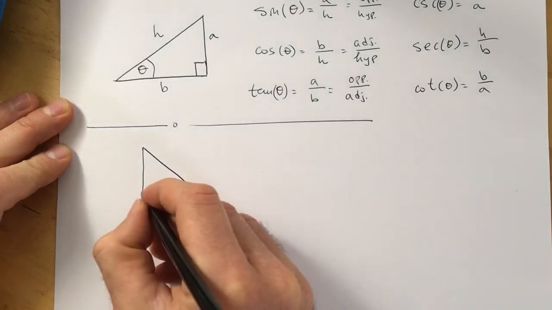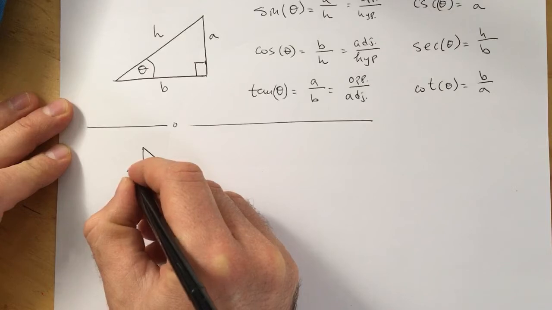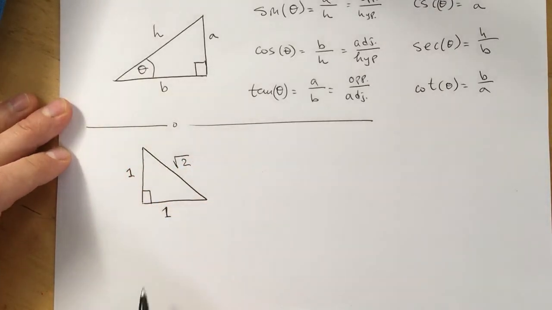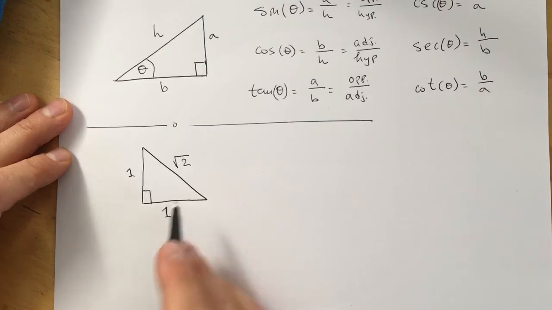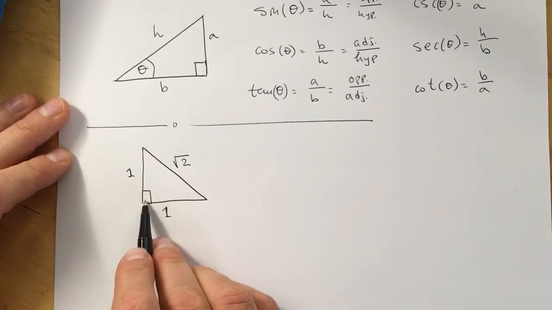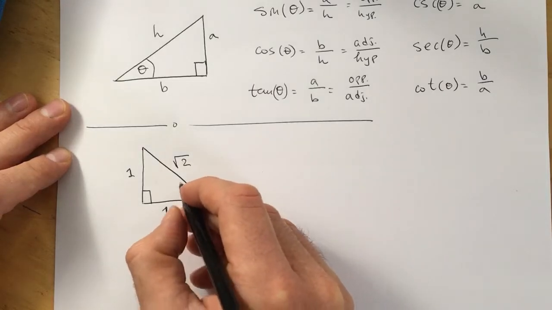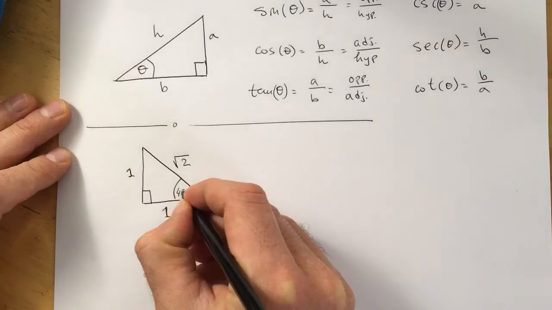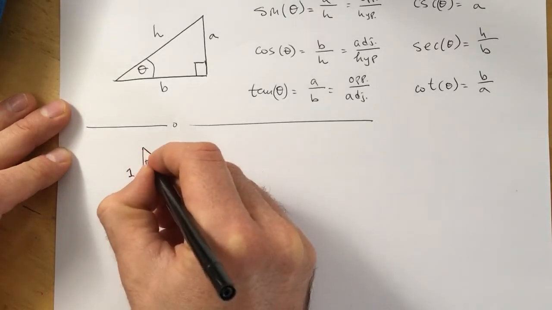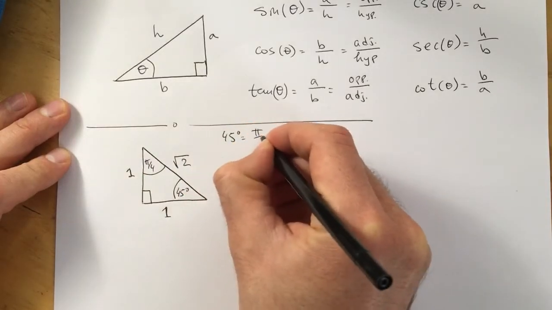This triangle has sides 1, 1, and then if you're looking for the hypotenuse, it is going to be the square root of 2. Since these two sides are equal, these two angles are going to be equal. And if this is 90 degrees, 180 minus 90 is 90, divided by 2 is 45 degrees. So 45 degrees, or in radians, and from now on we're just going to work with radians, is pi over 4.